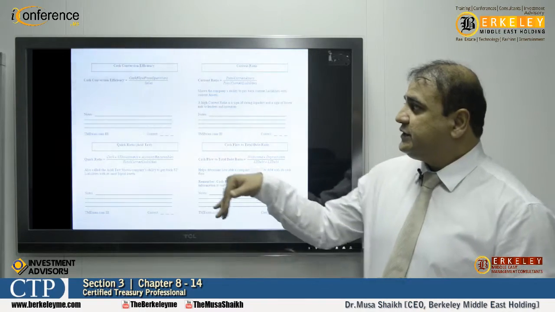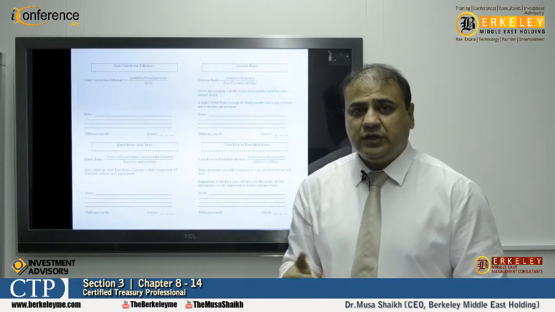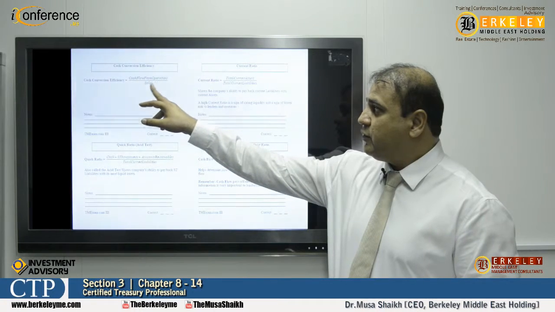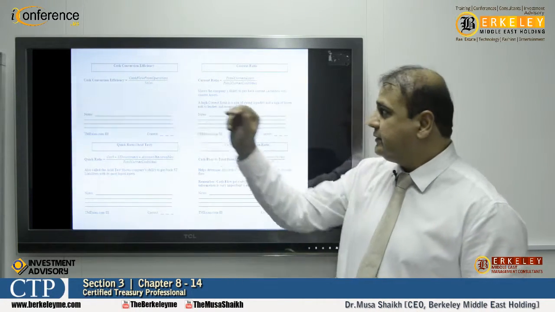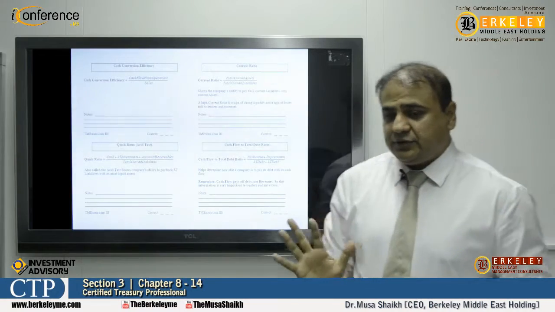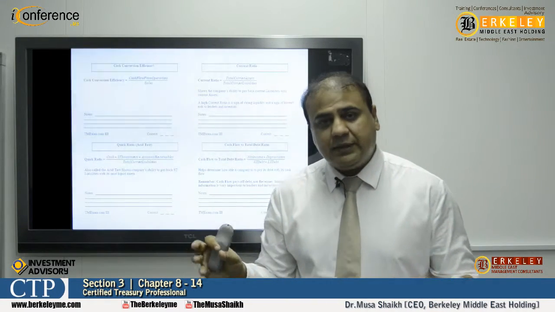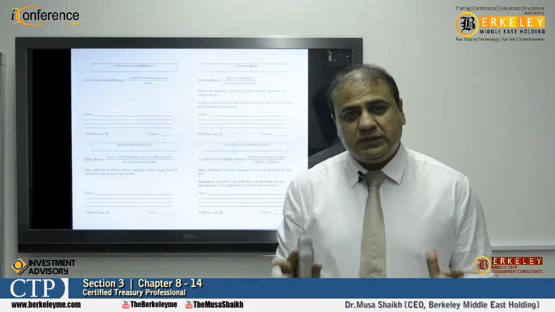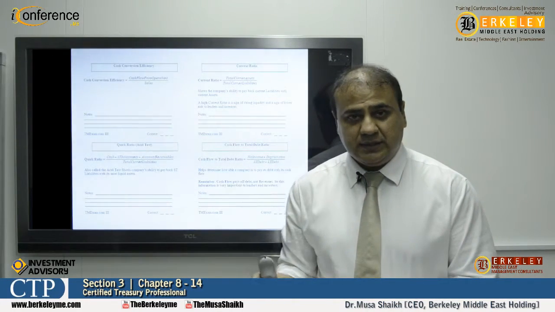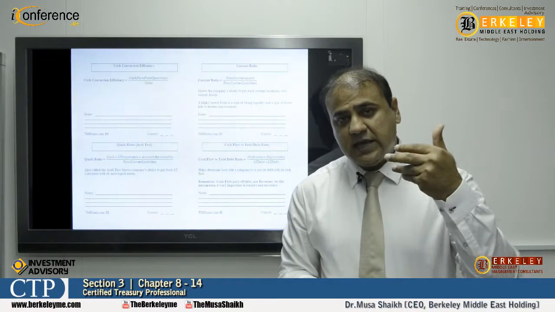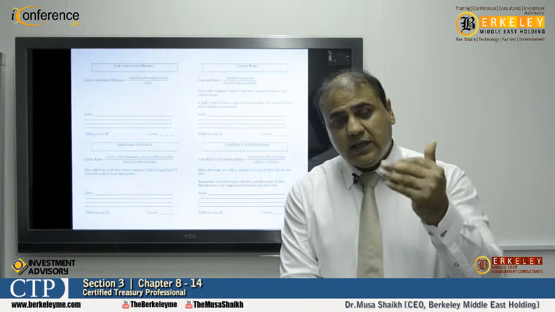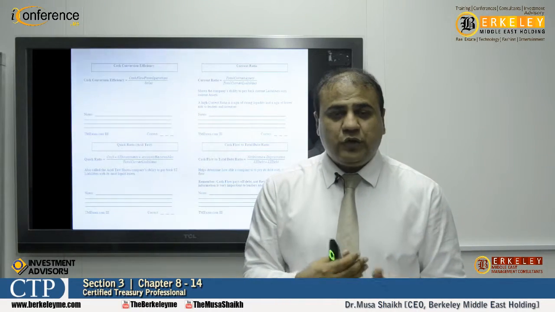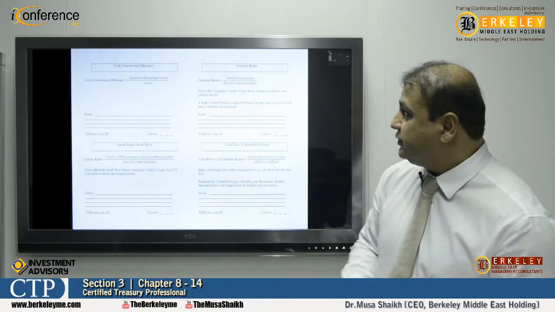Cash conversion efficiency shows how efficiently you are converting your cash. It is cash flow from operations divided by sales. For the current ratio, first you calculate working capital. Working capital is equal to current assets minus current liabilities. If you divide current assets by current liabilities, then it is the working capital ratio. Then we have the quick ratio, the acid test ratio.